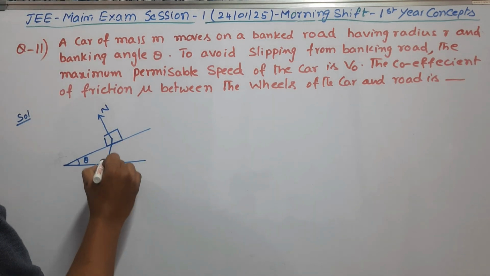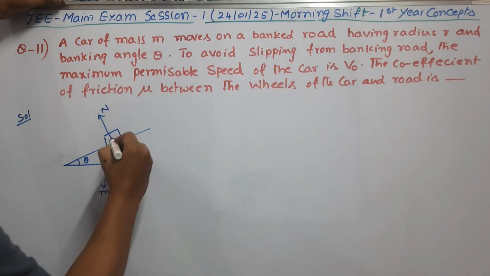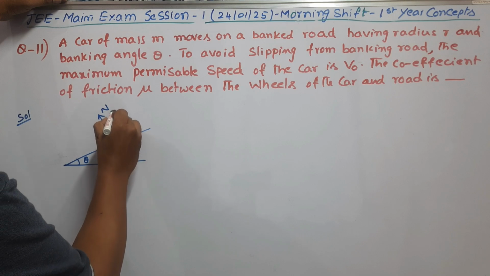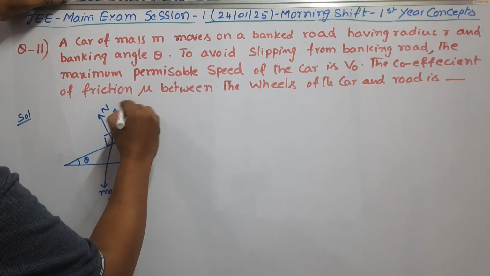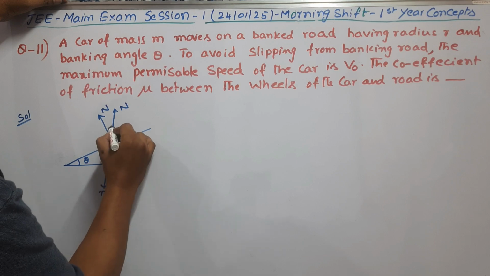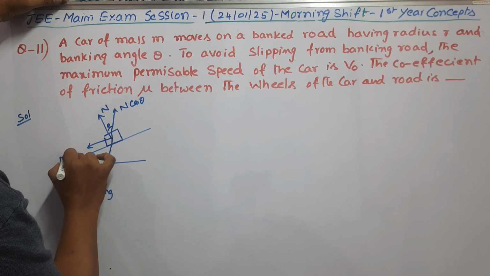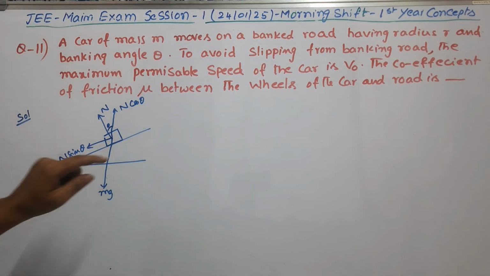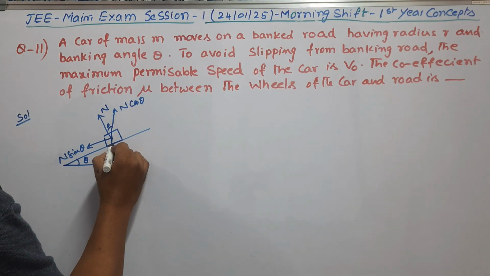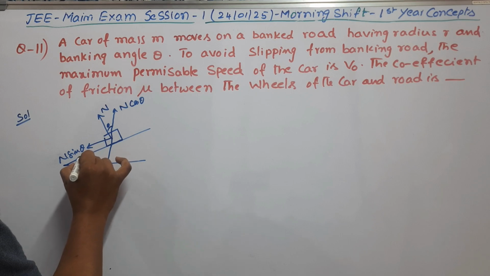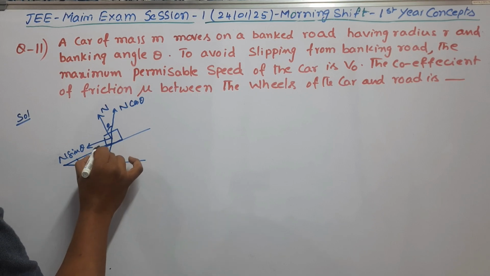Okay, this normal reaction is resolved into two components. This is theta, this is also theta, so this is the adjacent side. So this is N cos theta, and this is N sin theta. Due to surfaces in contact, friction acts between the wheels of the car and the banked road. This is the direction of the frictional force.